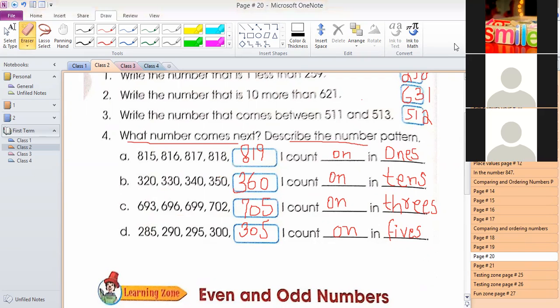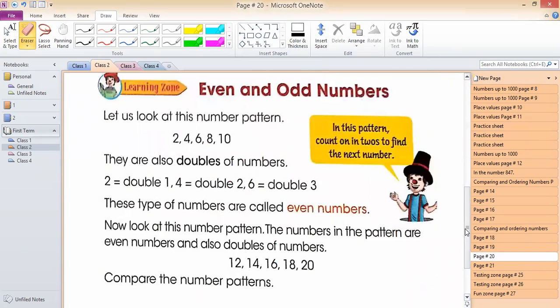Then we also had an introduction yesterday about even numbers and odd numbers. So guys, what are even numbers? Even numbers are the numbers which are divisible by 2, or in an easy way you can say, the numbers which can come in the table of 2, the numbers which you can divide by 2.